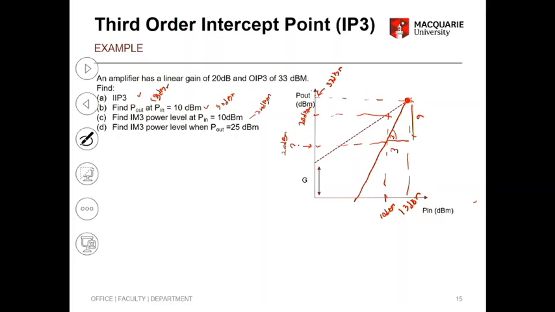Then T. Find IM3 power level when P out is 25 dBm. So we're asking, at 25, that's 25 dBm, what is your IM3? At this output power, what is your IM3? That's what they're asking. Which means they're asking, what is this point?